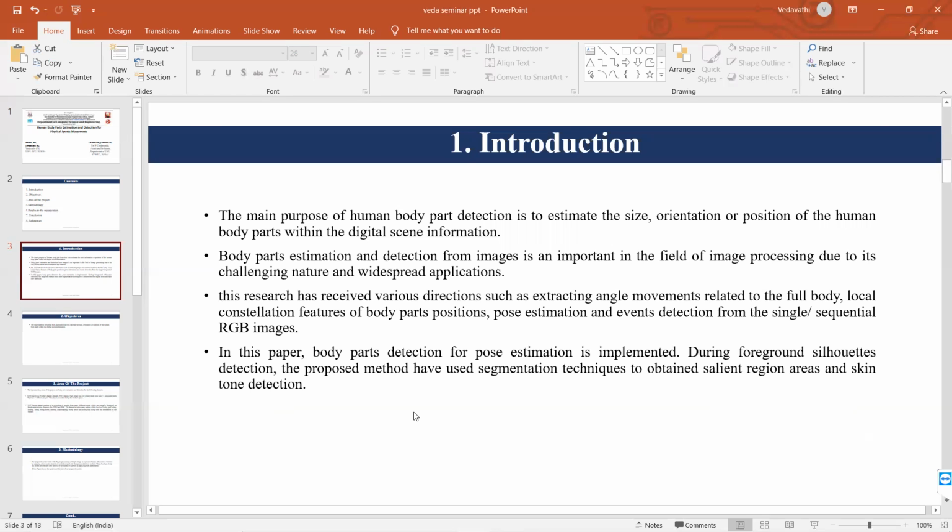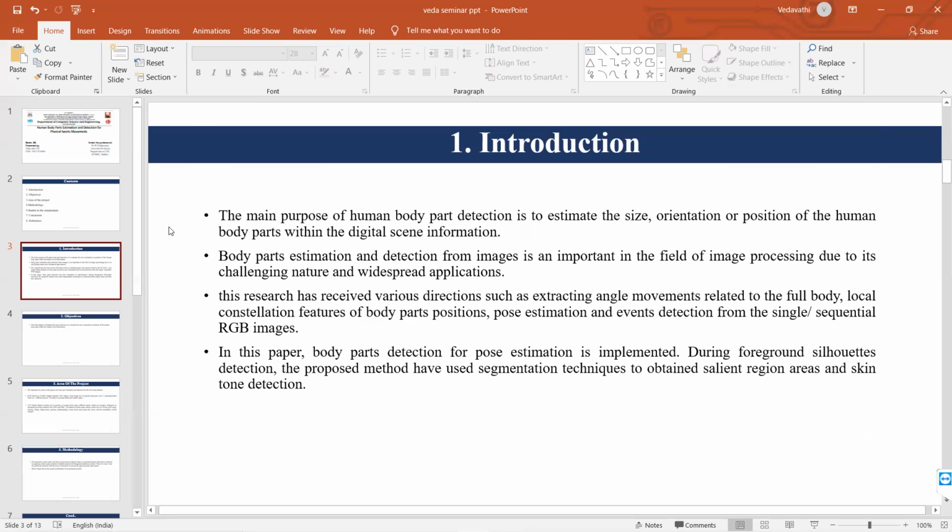tracking systems. We can't estimate the human body parts just by using image processing. And so we are implementing a body part detection for pose estimation. We'll estimate 5 key points, which are head, hands and legs. During foreground silhouette detection, in the proposed method, we use segmentation techniques to obtain salient region areas and skin tone detection. Segmentation techniques will detect the edges of the human body and extract the main features, and we will also detect the skin tone.